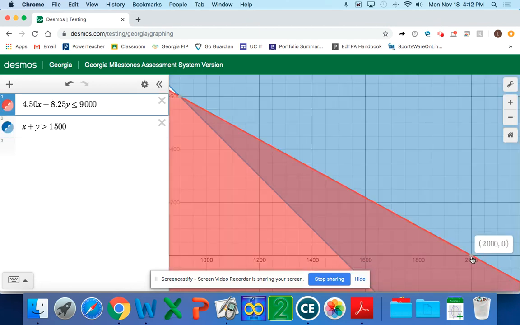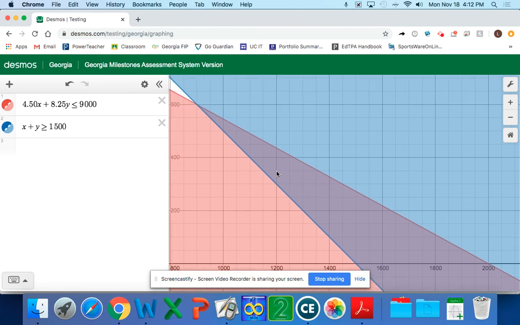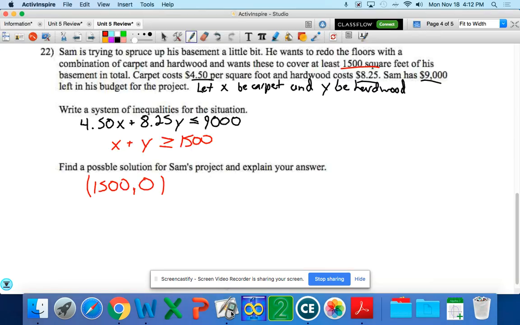You could choose the most carpet possible, 2,000. You could choose a nice little mix, 1,400 square feet of carpet, 200 square feet of hardwood, or 1,200 of carpet, 400 of hardwood. Lots of different options for what to write as a solution here. So yes, my solution worked. There were plenty of others that I just identified.